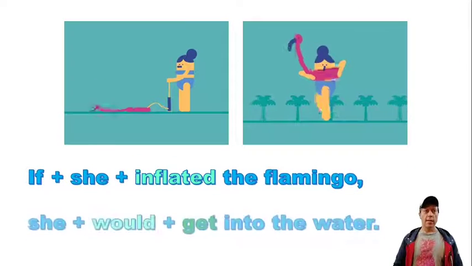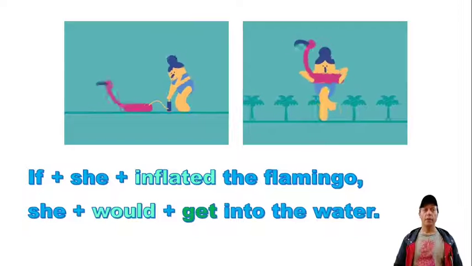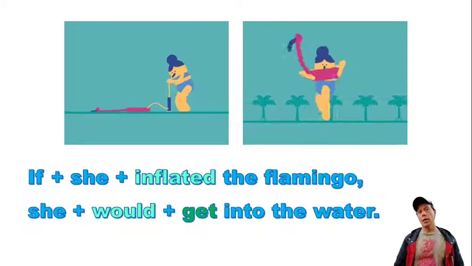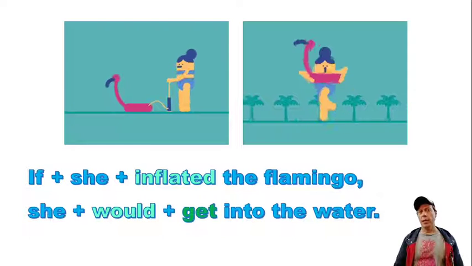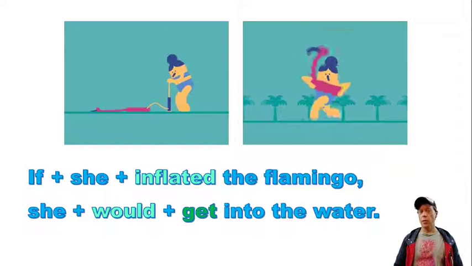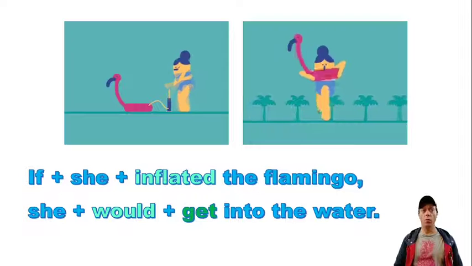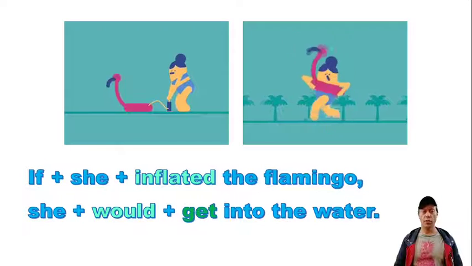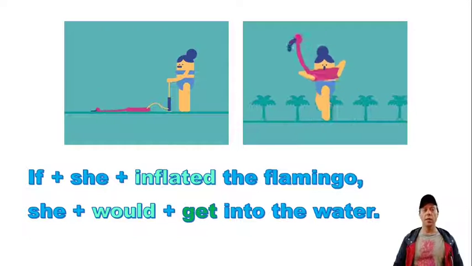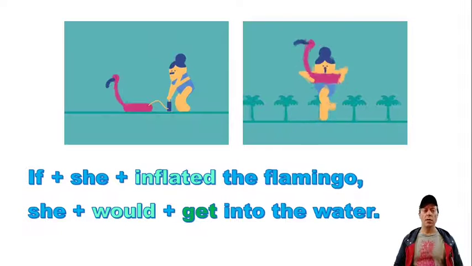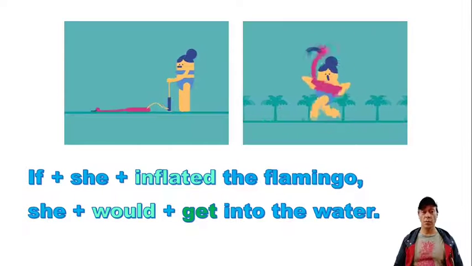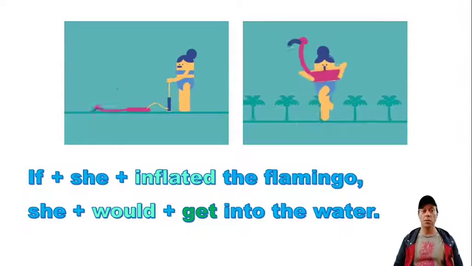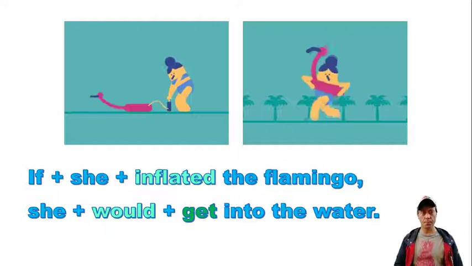Let's say this lady's at the beach and she has a fear of the water. But what I want to tell her is that if she inflated the flamingo, she would get into the water and have no fear of the water because it would keep her safe. But she has too much fear and she's not going to follow my advice. So I know this isn't going to happen because she has too much fear. So I'm going to use the past simple verbs to express an imaginary situation in the present.